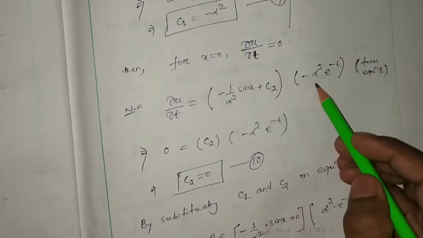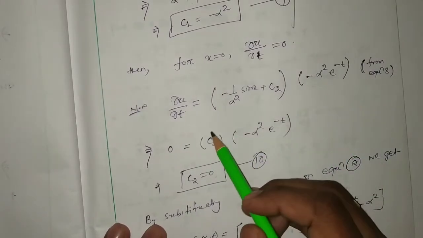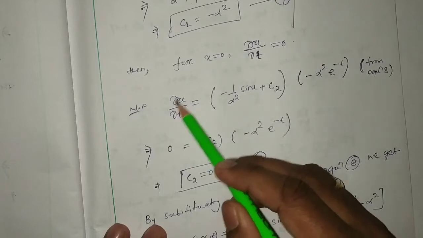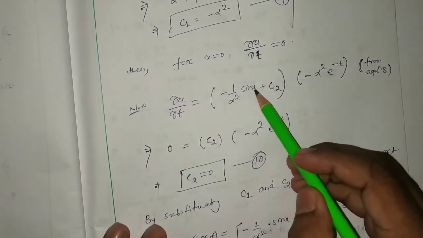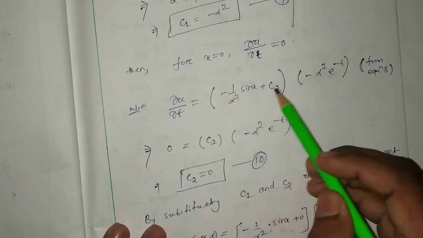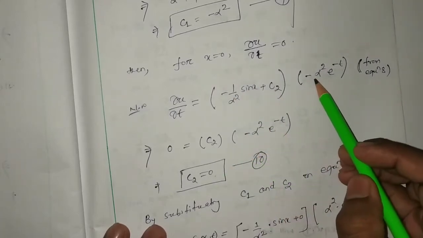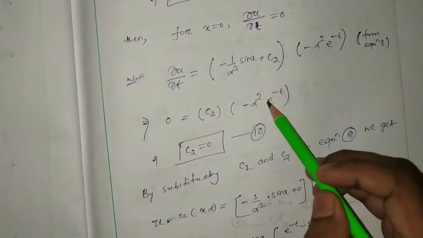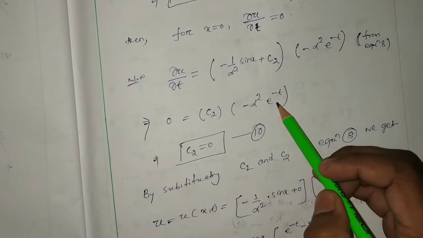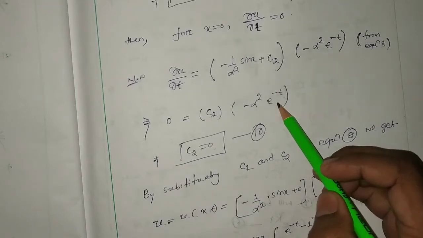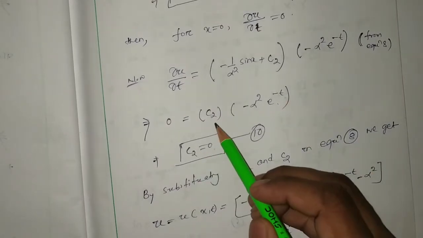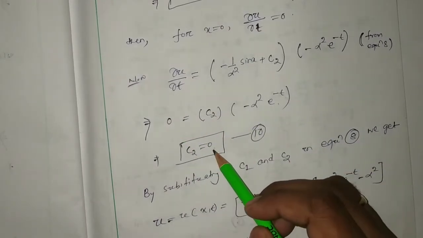Okay, same thing it has been written, that del u by del t equal to this much, and according to the boundary condition, del u by del t will be 0 for x equal to 0. So here we have to put x equal to 0, which means this term will be 0, c2 into alpha minus alpha square e to the power minus t. This could not be 0, because this is a constant and this is an exponential function having a particular t value. So hence to satisfy this equation, c2 has to be 0.